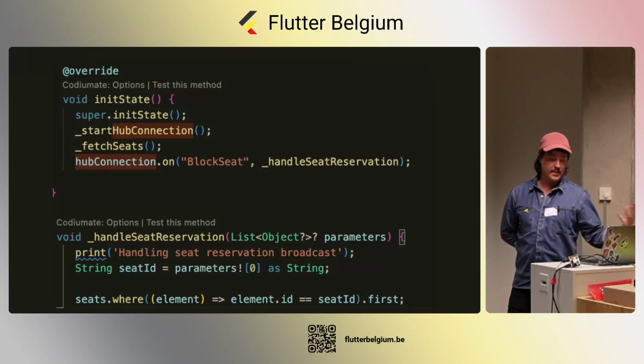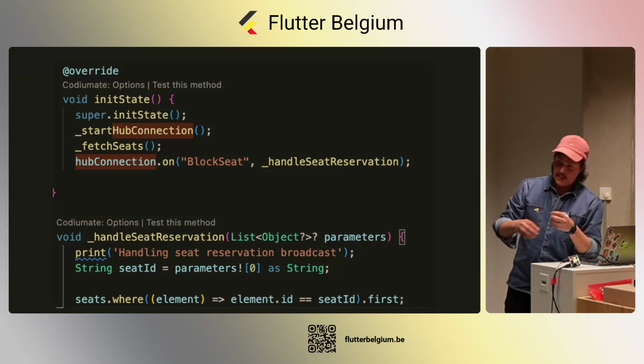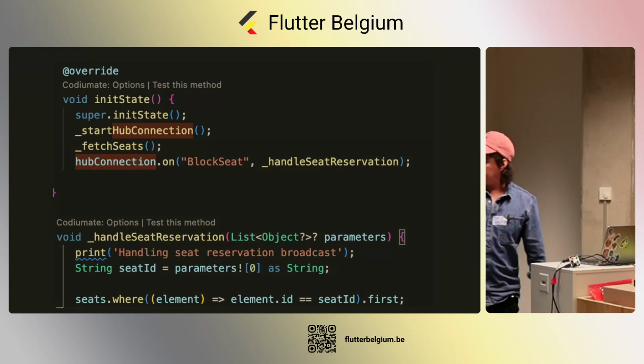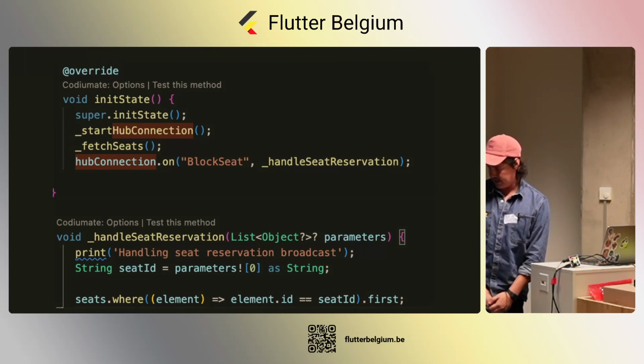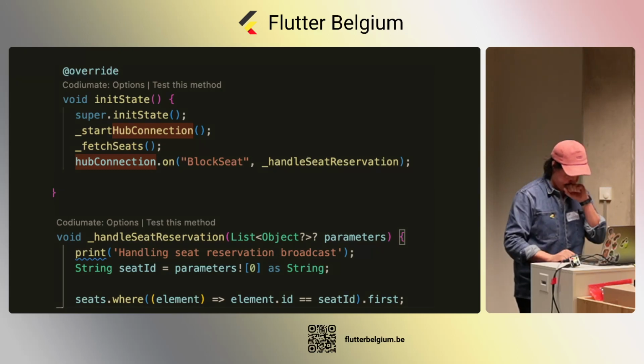And we can also listen. So whenever the server gets that reserved seat, it will broadcast a block seat. So we can say, on block seat, use this method to handle that. And you see here, it does that. From the parameters, the first is a string, which contains the seat ID, and then we can start doing stuff with it.